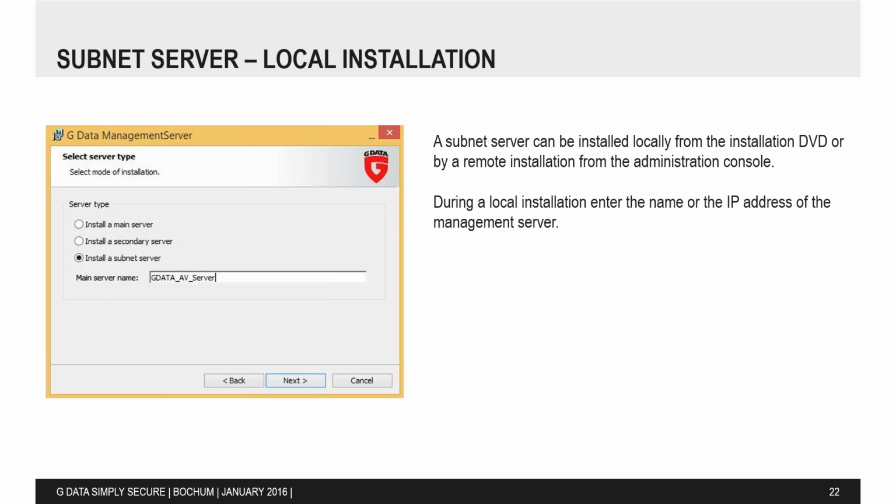During the installation of that subnet server, it's going to ask you the name of the main server. Usually you'll use the host name for that machine, so you've got to make sure that DNS is working on that network. If for whatever reason there are problems with DNS, you could use the IP address of that main server. But it is quite important that your DNS is working correctly in any network you're installing to, because the clients also have to resolve that main manager host name to be able to communicate correctly.